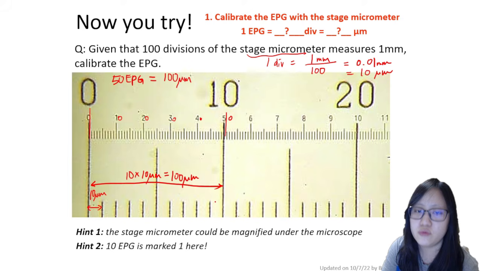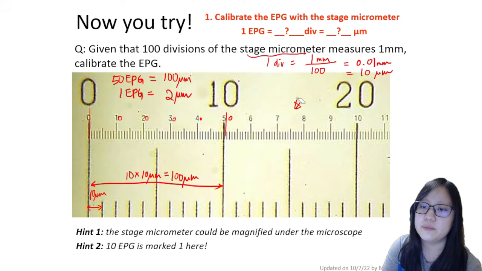So what is 1 EPG? That's 100 divided by 50, which is 2 micrometers. That is how you calibrate this particular eyepiece reticule. Again, the smaller one is the eyepiece reticule. We know that because it's not magnified. The larger one, this diagram, is the stage micrometer.